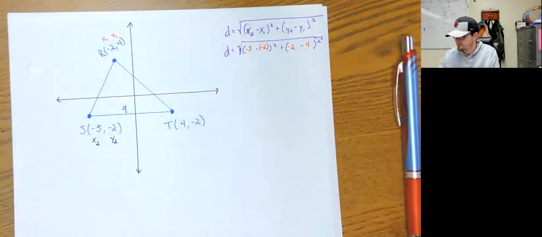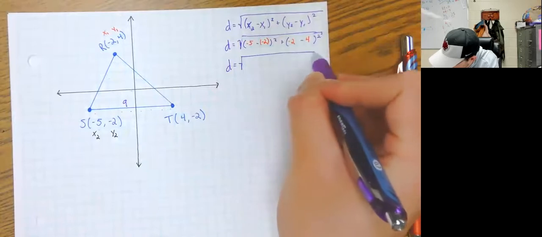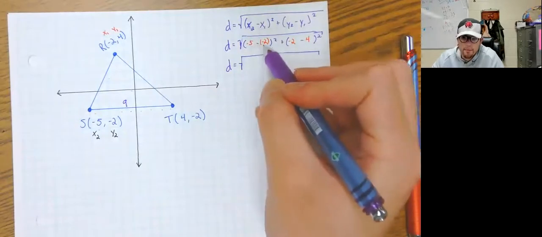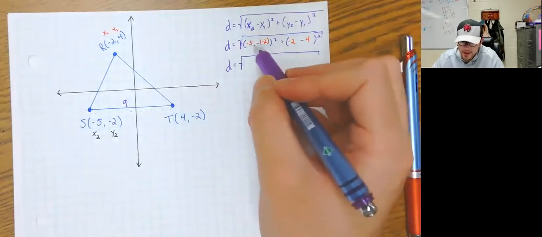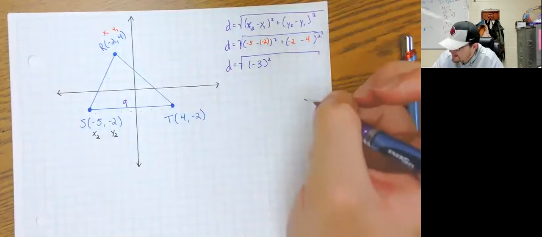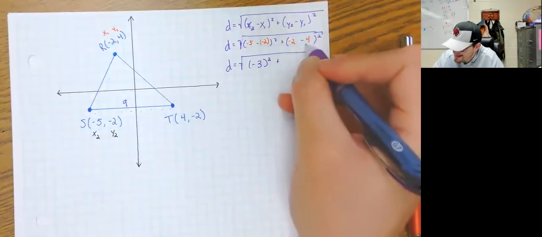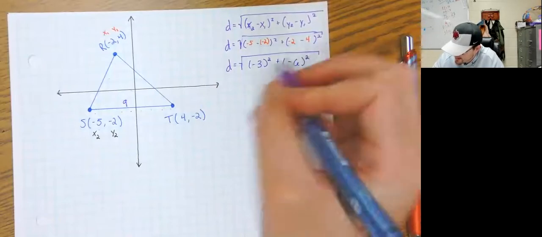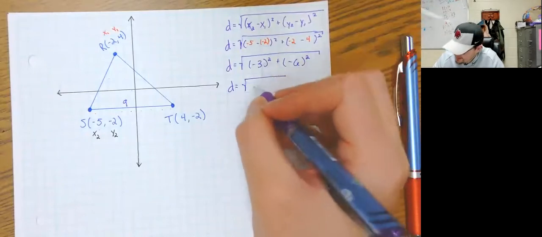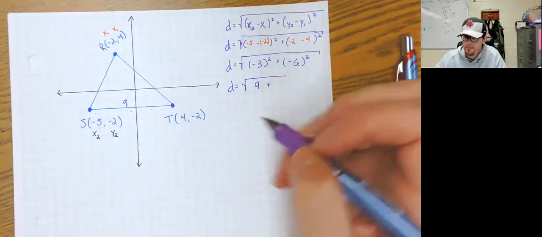All right. So we're going to get d equals the square root of, we do subtraction now, so negative 5 minus negative 2 is negative 5 plus 2, right? We got a double negative, so negative 5 plus 2 should be negative 3 squared plus, and then negative 2 minus 4 is negative 6, so negative 6 squared. Then d equals the square root. Negative 3 times negative 3 is positive 9. Negative 6 times negative 6 is positive 36.